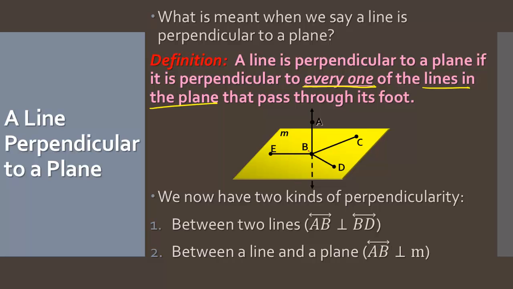Additionally, we could also say that line AB is perpendicular to BC. We could also say that line AB is perpendicular to EB. Okay, so you get the idea. We've got additional line segments because all three of those lines are on plane M.